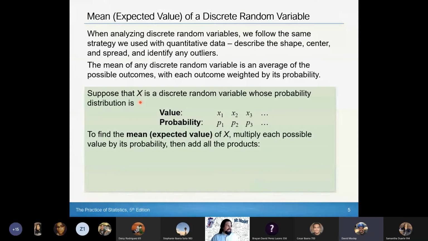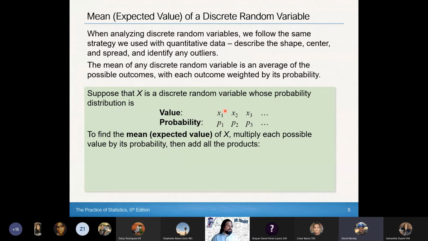So suppose that X is a discrete random variable whose probability distribution is a table of values and probabilities. To find the mean or expected value of X, you're going to multiply each possible value by its probability, then add all the products. All right. So we have to take an extra step, right?